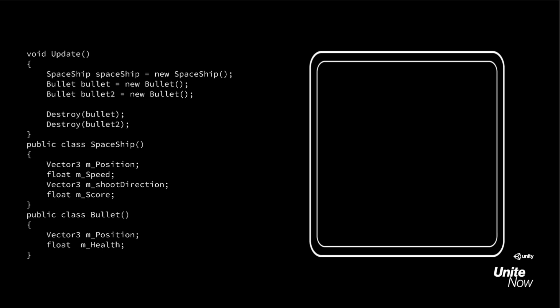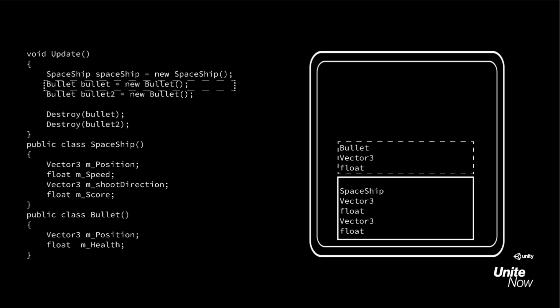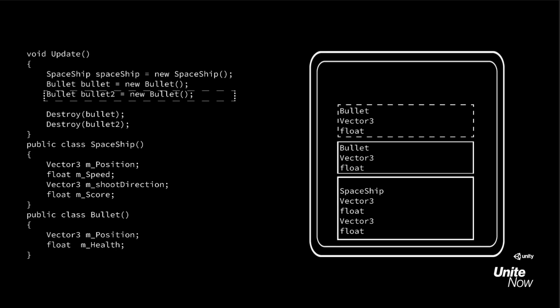So let's take a look at the example that we have here. Similar to the previous one, here on the update, we will instantiate a new spaceship, and you can see how we reserve the memory there. And then we instantiate the values there in the heap. So we have our spaceship with two vector threes and two float values. Then we instantiate a bullet, the same. We allocate the memory, and we have a vector three and a float value there. Then we instantiate another bullet, and you can see that, again, we have a vector three and a float.